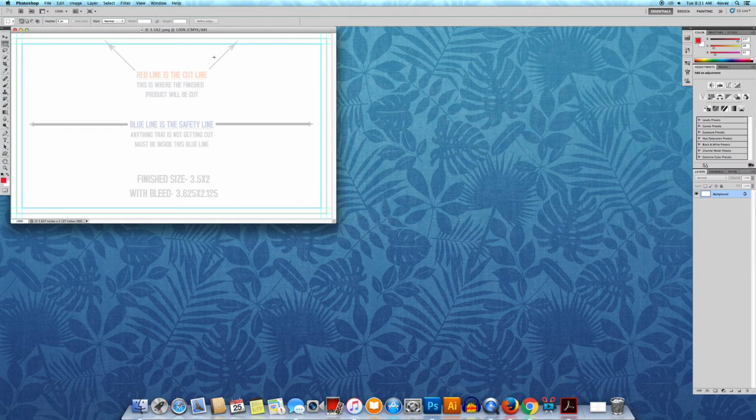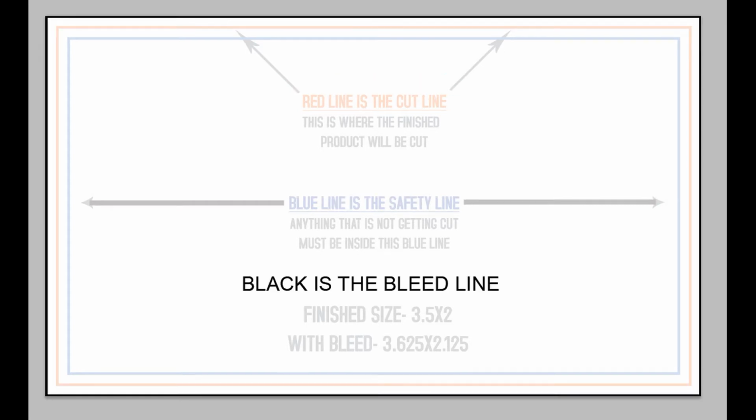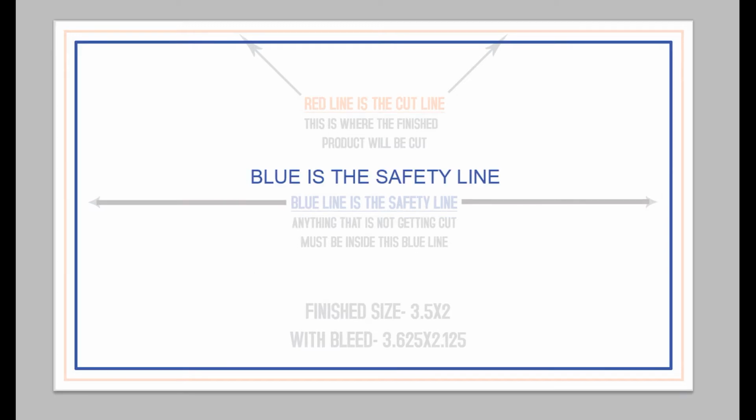Our templates have some important lines that need mentioning. The red center line is the cut line. This is where your job will be cut. There are 2 other important lines that you need to pay attention to in case there is a shift in cutting. The black outside line is the bleed line. Your background color and image needs to extend out to this line. The blue line is the safety line. All important text needs to be within this line.